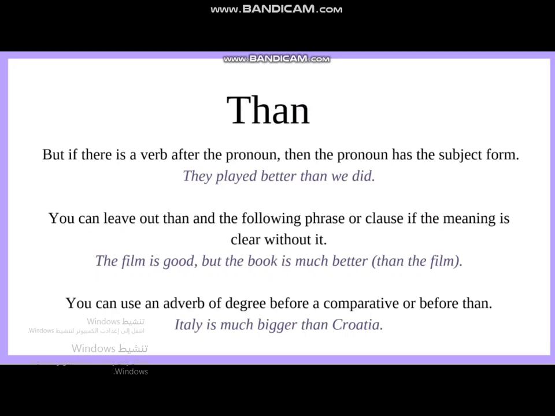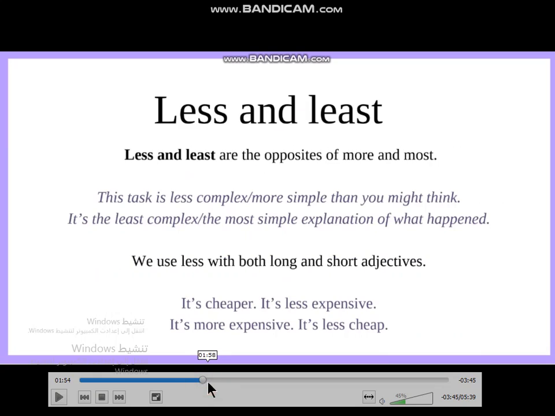I'm going to make a big lesson about adverbs and the kinds of adverbs, but in another lesson. So let me continue in this lesson to finish all the things about comparatives and superlatives. Italy is much bigger than Korea, like that. Okay, so let me move on to the next one.